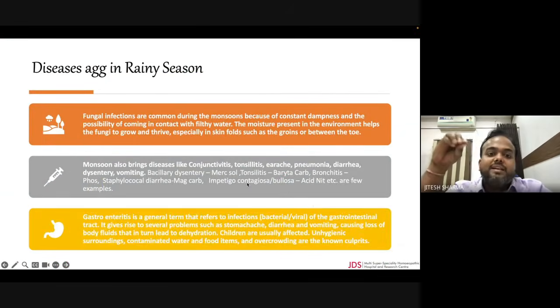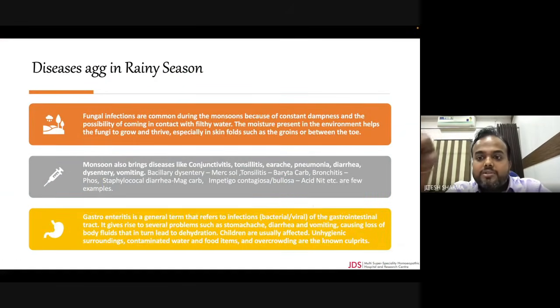Fungal infections are the most common during monsoons because of the constant dampness and the possibility of coming in contact with filthy water. The moisture present in the environment helps the fungi to grow. Especially, people will come with eruptions and skin folds in the groins and between the toes.